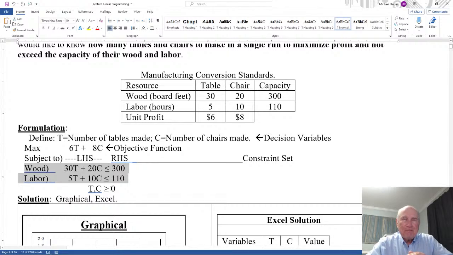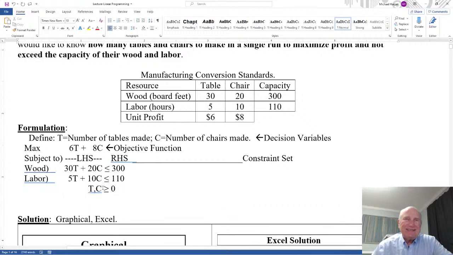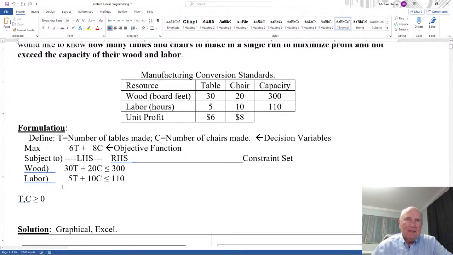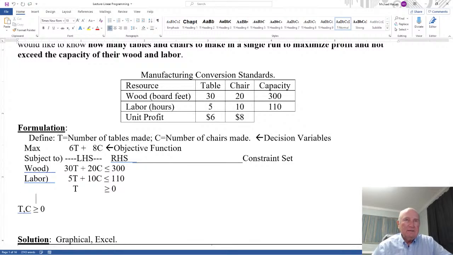Okay. Now, there's one more expression down here. Let me bring this down here. T, C greater than or equal to 0. What in the world does that mean? Well, it really means this. Let's come back up here and bring this over here and say T is greater than or equal to 0, and C is greater than or equal to 0.